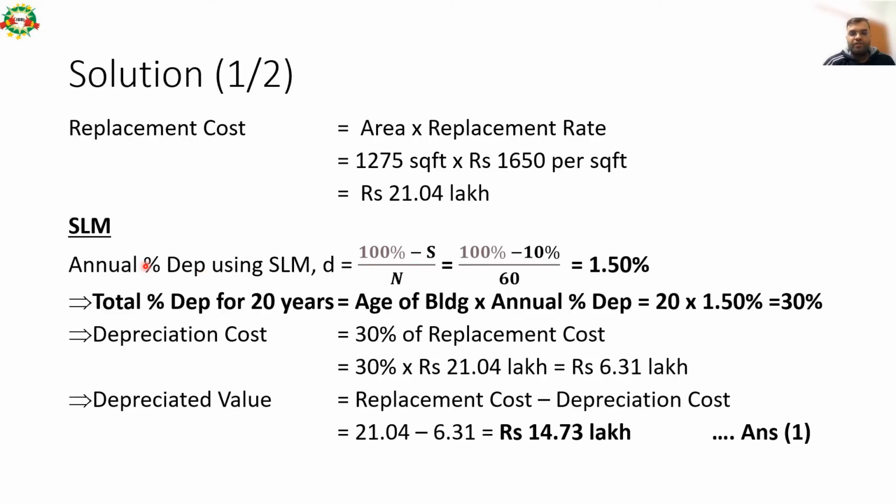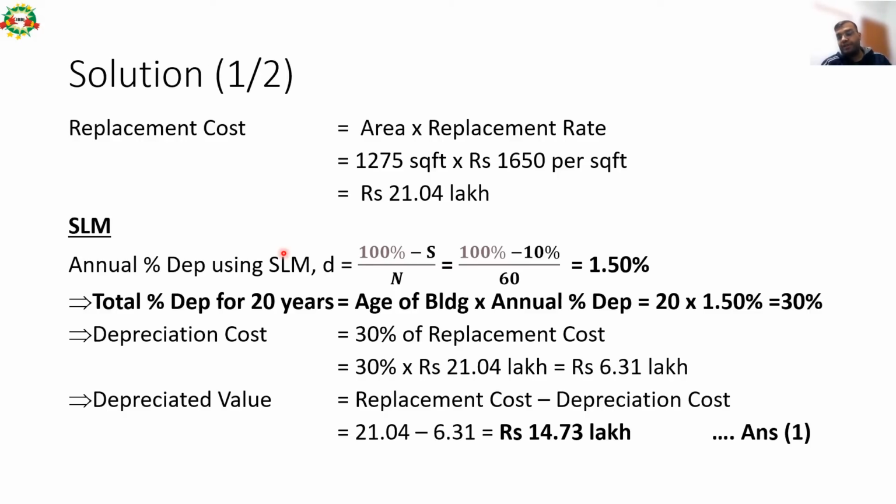Since the age of the building is 20 years, total depreciation for 20 years will be equal to 20 years multiplied by 1.5% per year. That means 30% cumulative depreciation for the 20 years. So the depreciation amount, or depreciation cost, is equal to 30% of the RCN, the replacement cost we calculated. So 0.3 into 21.04 lakhs is equal to 6.31 lakh rupees, the depreciation amount or depreciation cost.